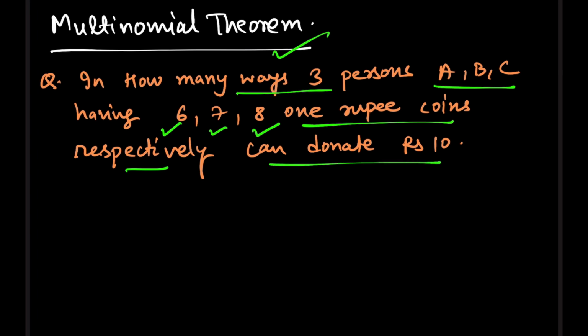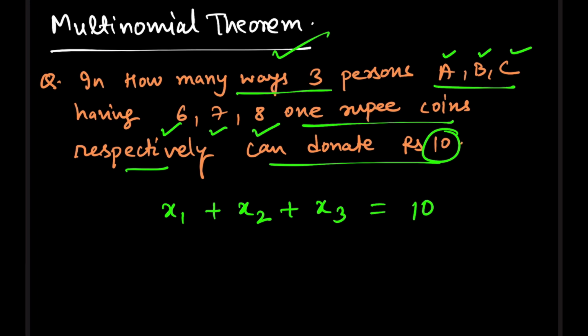So here, if you try to write the equation, you will see that there are three persons, A, B and C. Suppose A gives x1, B gives x2 coins and C gives x3 coins, and the total should become 10 rupees. So x1 + x2 + x3 = 10. And what is the condition?